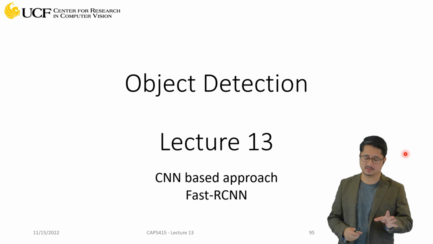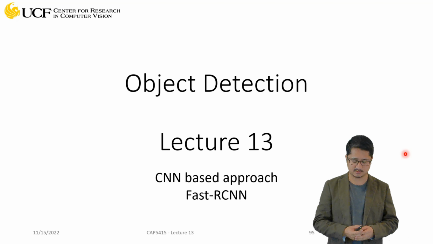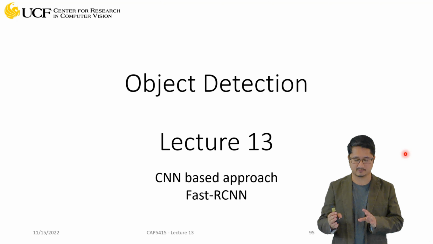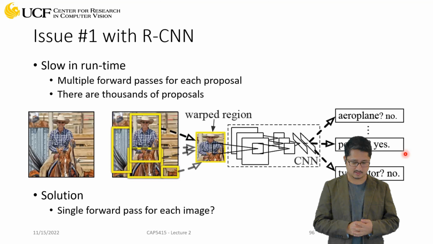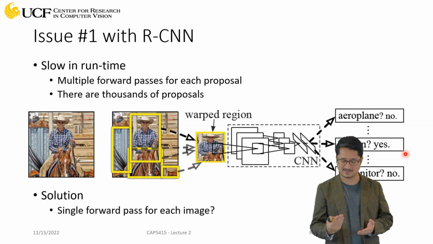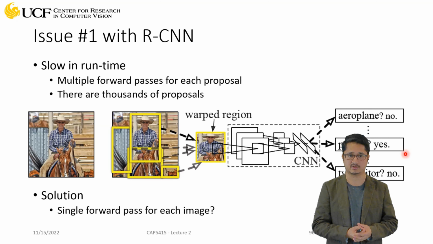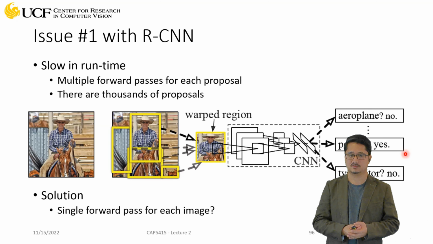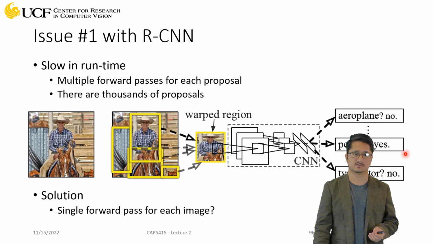Let's see what are the challenges or issues with this RCNN, and that will lead us to fast RCNN, which is the next in this series. Now, there are actually not one, but several issues with RCNN. First of all, it's very slow during runtime. And the reason for that is you're actually getting multiple proposals.